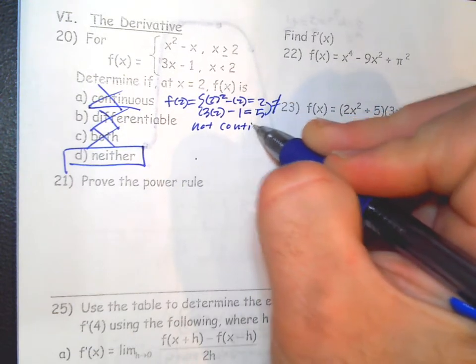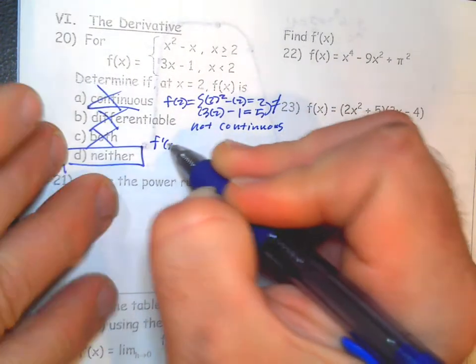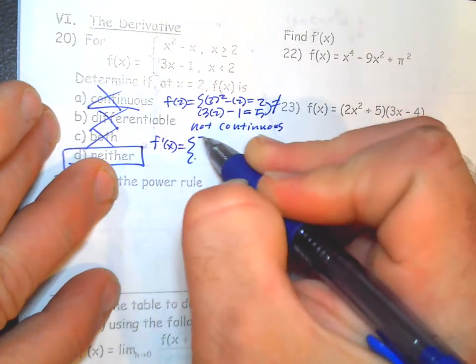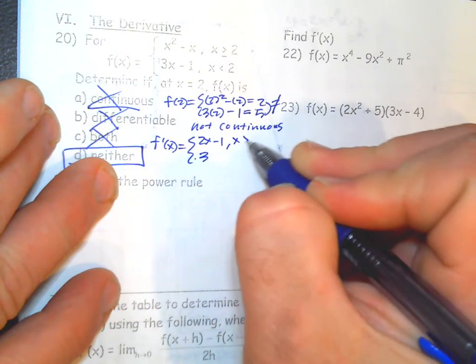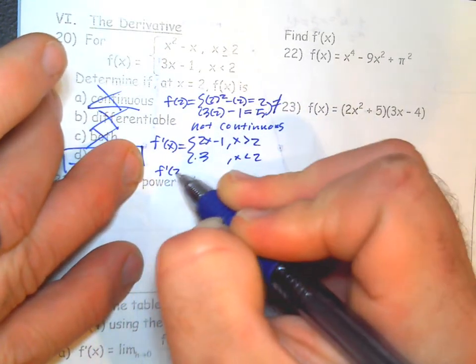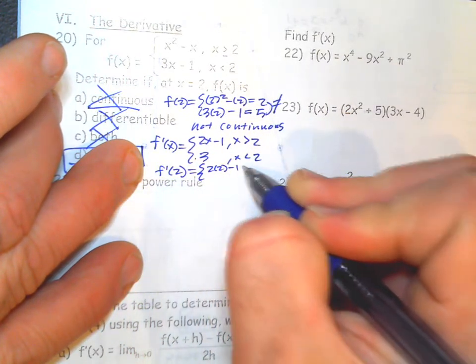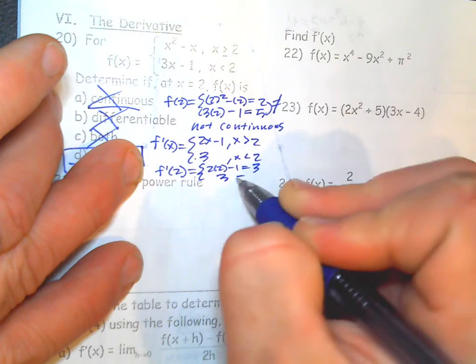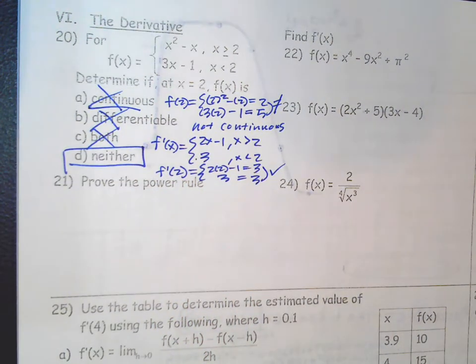It's not continuous. If you were to test for differentiability, you take the piecewise derivative, and then those two pieces should equal each other. So if you plug 2 in, you get 2 times 2 minus 1 is 3, and 3 equals 3. And some people might mistake that as being differentiable, but because it's not continuous, it can't be differentiable.